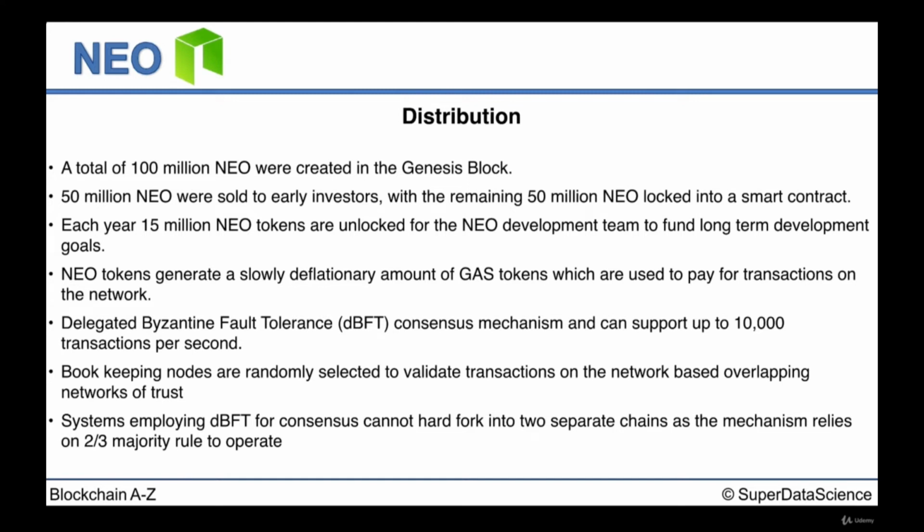Gas tokens, the alternative token, are used to pay for transactions on the network, and gas is generated at a rate of 8 gas per block. Production is reduced by 1 token for every 2 million blocks, and around the year 2039, gas circulation will reach 100 million and production will cease. Gas can be divided though, unlike NEO. And also for consensus, NEO uses the delegated Byzantine fault-tolerant consensus, and it's similar to Stellar.